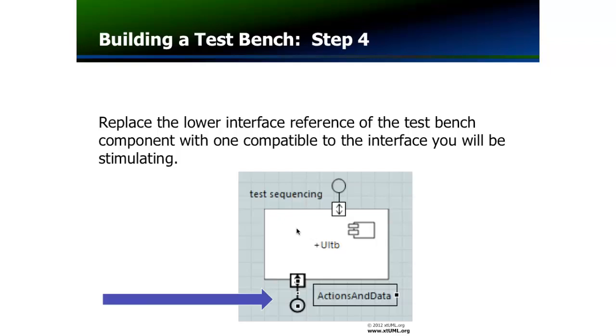Step four is that when you copy that sample test bench, it has the correct interface on the top that goes to the test sequencing component, but it has a bogusly named interface reference on the bottom, and it even has a name, something like rename this. And so you need to either rename or replace that lower interface with the one that is compatible to the interface that you'll be driving messages through as part of your testing.